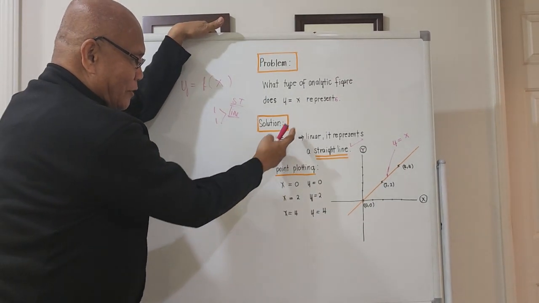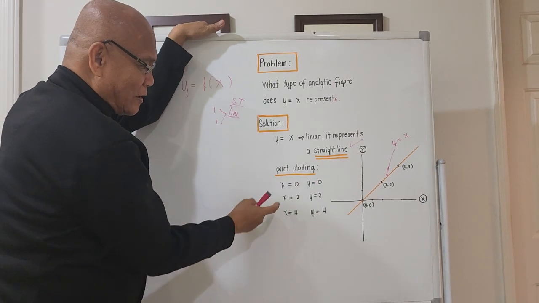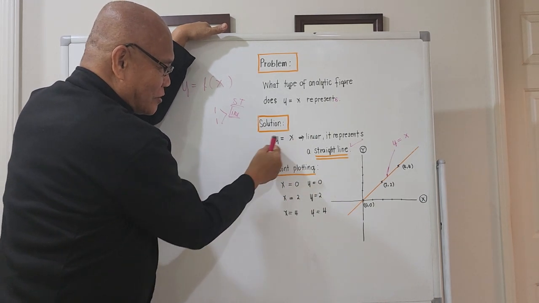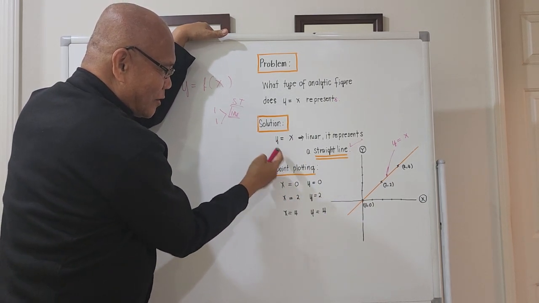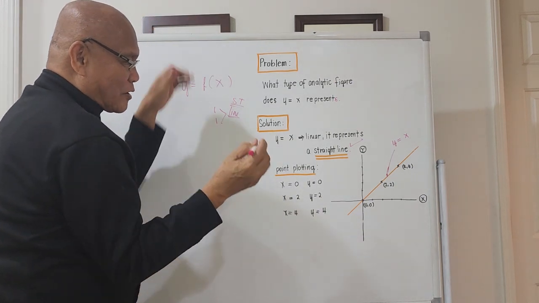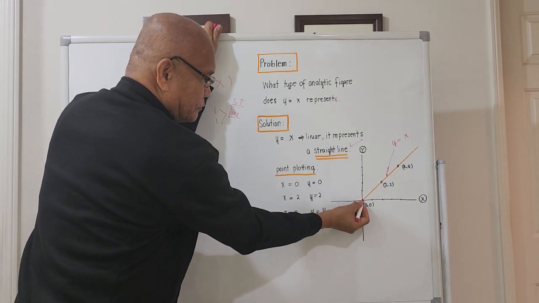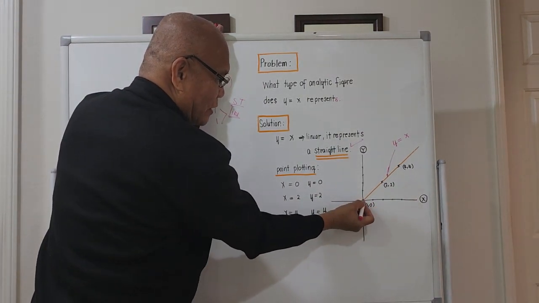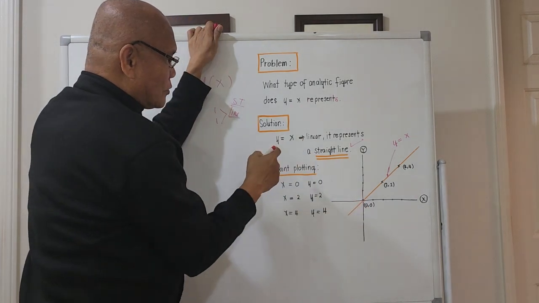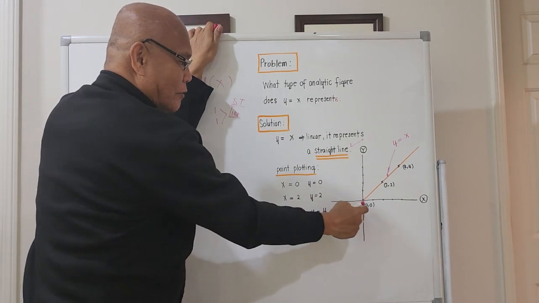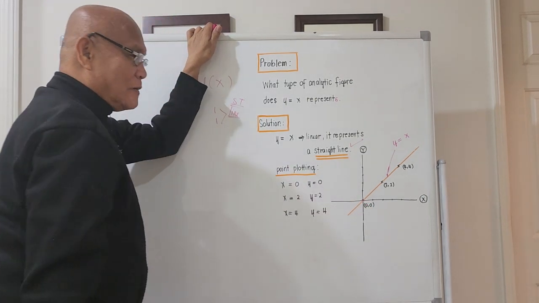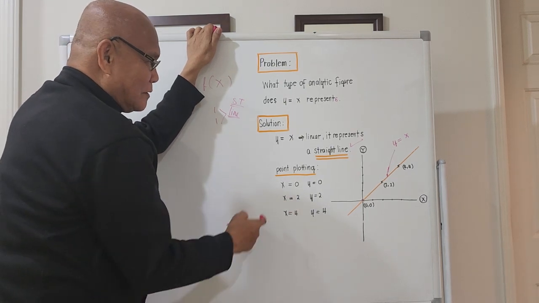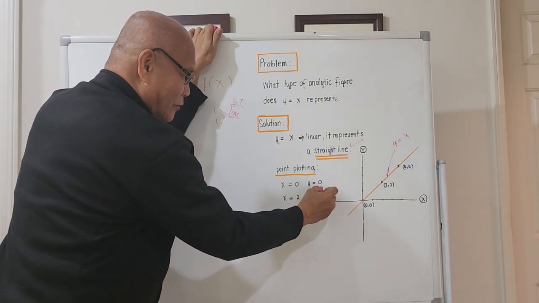From the equation y equal to x, point plotting, when x is equal to 0, y will be equal to 0. Using this equation, when x is 0, y will be 0. That's our first value. Our first point is actually the origin. When x is 0, y is 0. We are at the origin. So meaning the equation y equal to x passes through the origin. Okay? Point number 2. When x is equal to 2, y will also be equal to 2.